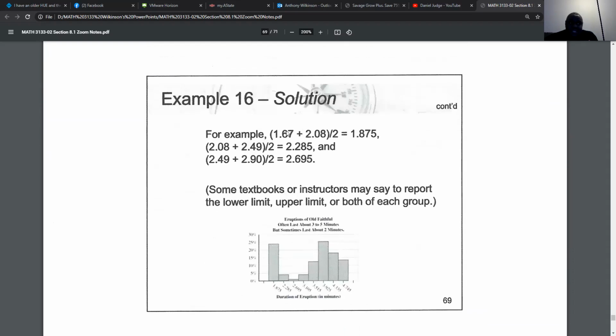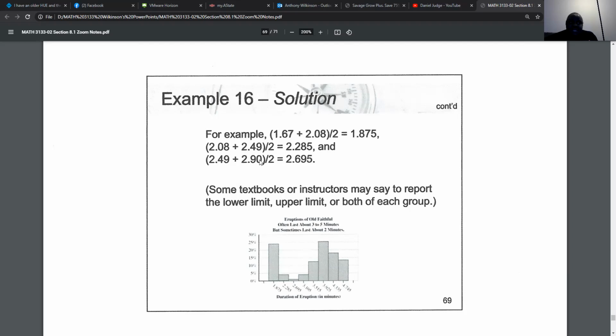Take your endpoints, add them together, and divide by 2. Like 1.67 plus 2.08 gives you 3.75. Take that 3.75 and divide by 2, and you'll get 1.875. That would be your midpoint for the first interval. The next interval, 2.08 to 2.49: add those endpoints together, divide by 2, and you'll get 2.285. That would be your midpoint for the next interval.